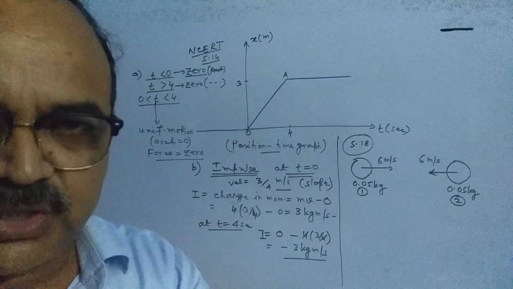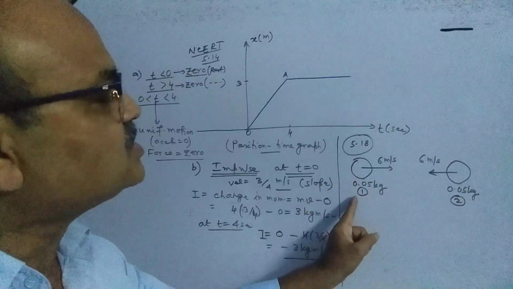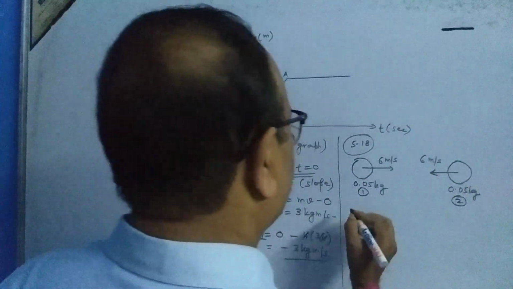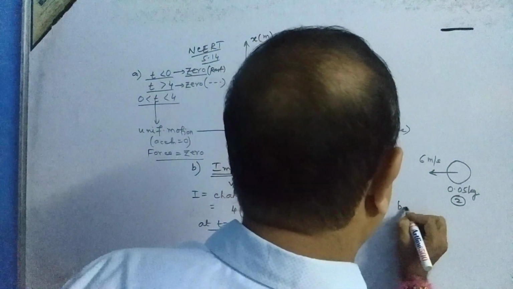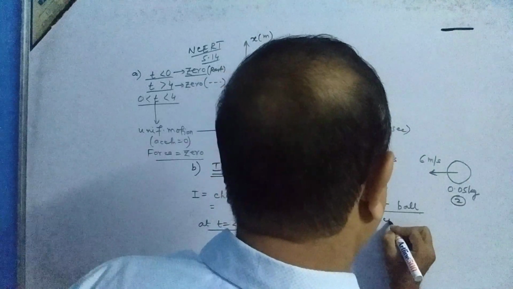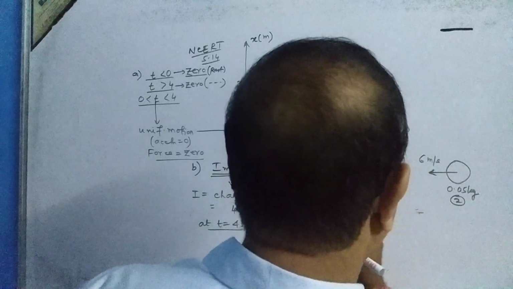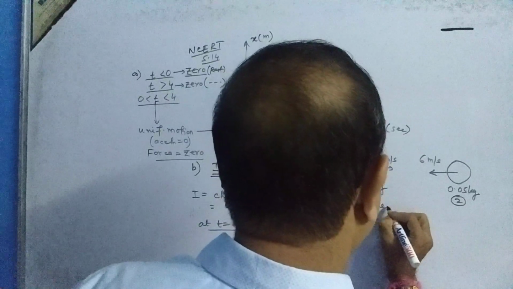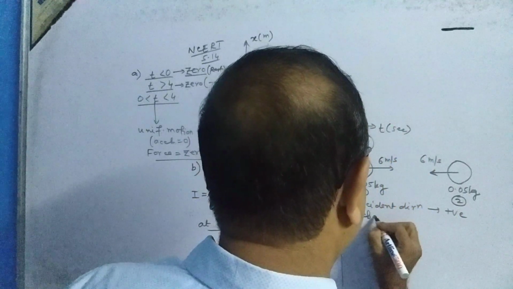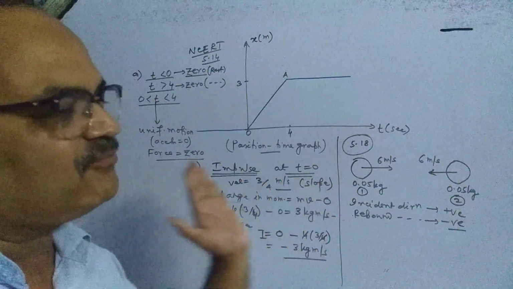Then equal impulse will be imparted by one ball on the other ball. Look how we do this, impulse. Let us concentrate on the first ball, which is hitting the second ball and rebounding. For the first ball, direction is very important. First of all, I just tell you: incident direction as positive, rebound direction is negative. I hope you understand, for both the balls.